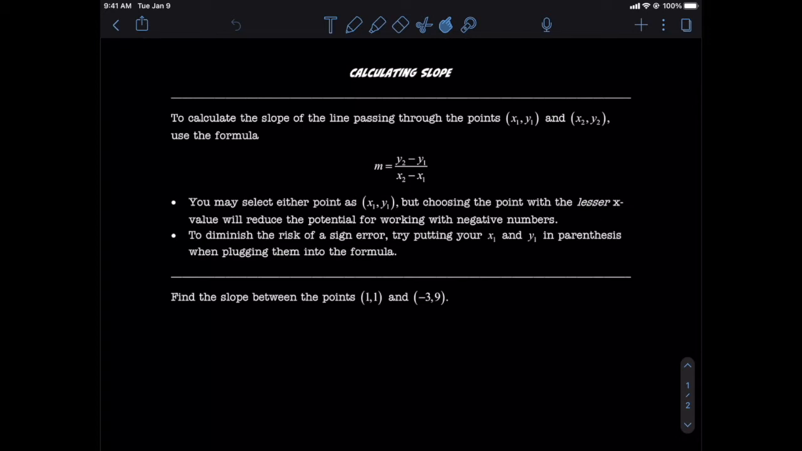When you go to plug in x1 and y1 to the formula, make sure that you put parentheses around them. Doing so will reduce the confusion that we have about how to deal with negative numbers. Basically, if you've ever wondered if you should keep something as a minus or if you need to change it to addition, this is going to help you resolve that issue. Okay, now that we know everything that we need to know, let's go try some practice problems.